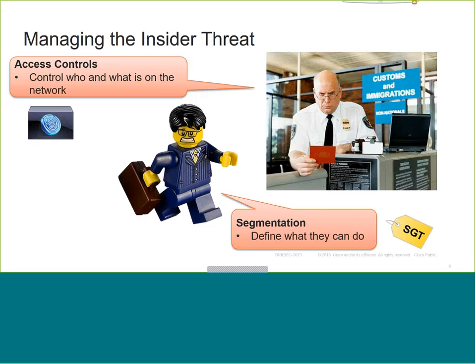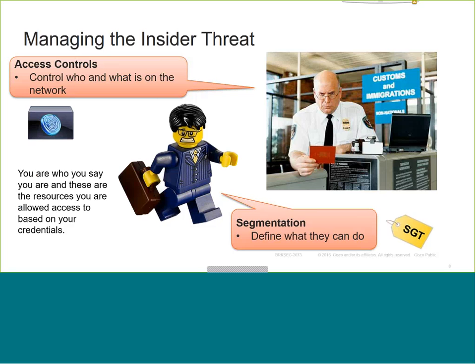So we use the analogy of you arriving at the airport. You show your document, your passport, boarding control to the nice gentleman at security. He then lets you through. Basically, we've used access controls to control who is coming into the network, that you are who you say you are. And then we've segmented that network into land side and air side, and based on your credentials, you're allowed one side or the other.